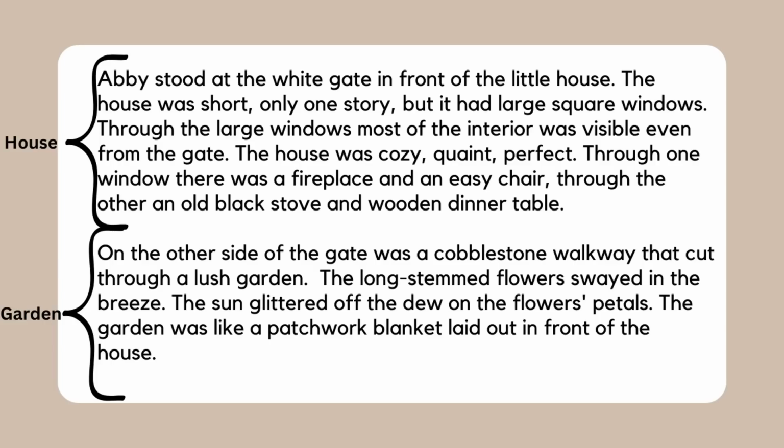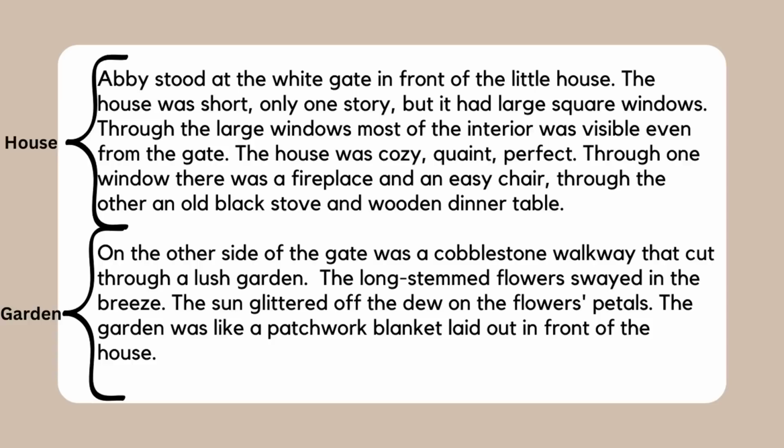stood at the white gate in front of the little house. The house was short, only 1 story, but it had large square windows. Through the large windows, most of the interior was visible even from the gate. The house was cozy, quaint, perfect. Through one window there was a fireplace and an easy chair, through the other an old black stove and wooden dinner table. On the other side of the gate was a cobblestone walkway that cut through a lush garden. The long-stemmed flowers swayed in the breeze. The sun glittered off the dew on the flowers' petals. The garden was like a patchwork blanket laid out in front of the house.